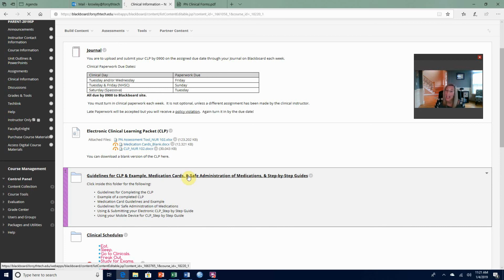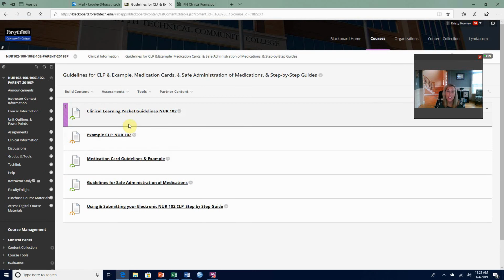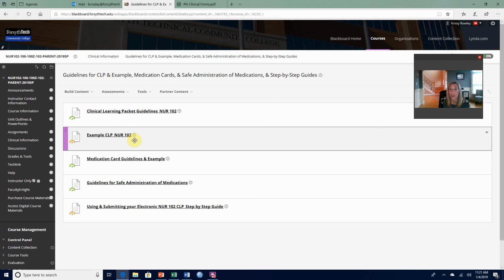But if they come to you and say, I don't know how to do that, I don't know how to fill out my clinical learning packet, I didn't know what a concept map was, they have these instructions right here. The clinical learning packet guidelines are written instructions per section that tell them exactly what to do. Then we have a whole CLP example that gives them an example exactly on how to fill that out. That's a great reference for you too if you're going, golly, what should they put there? We put examples in there.